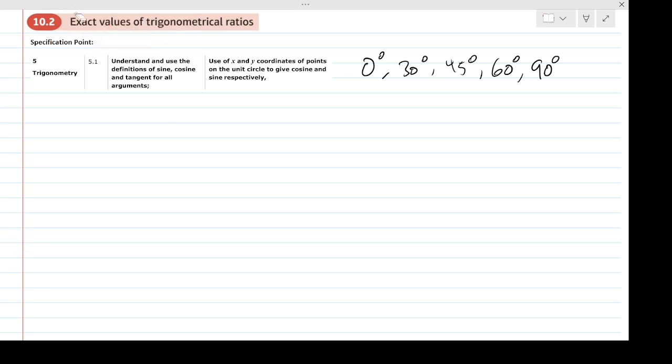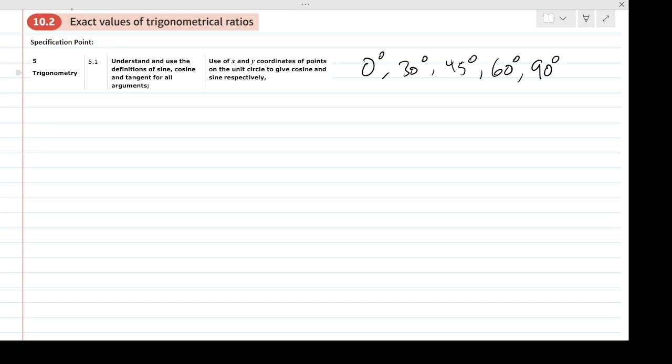The spec's quite vague though. I've copied the specification and it doesn't actually seem you need to know the values, which obviously makes sense because you've got a calculator. But I'm going to go through it anyway, just to match the textbook in a bit. If anyone's confused about what the textbook says, this video will help, hopefully.